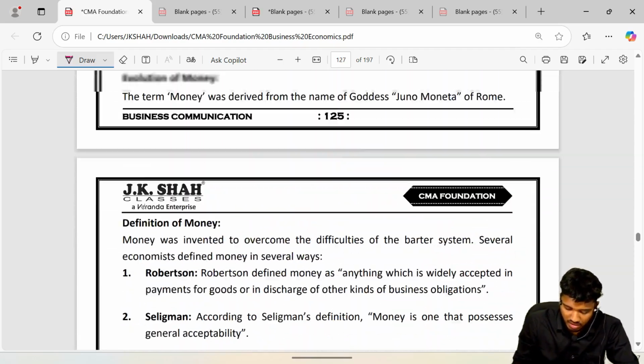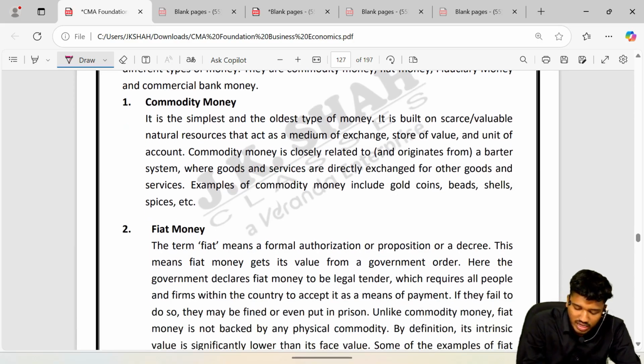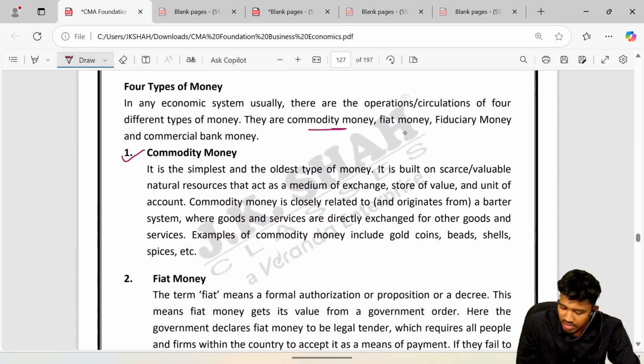Okay, so there are 4 types of money. Let's do this: 4 types of money. There are basically commodity money, fiat money, fiduciary money, and commercial bank money.